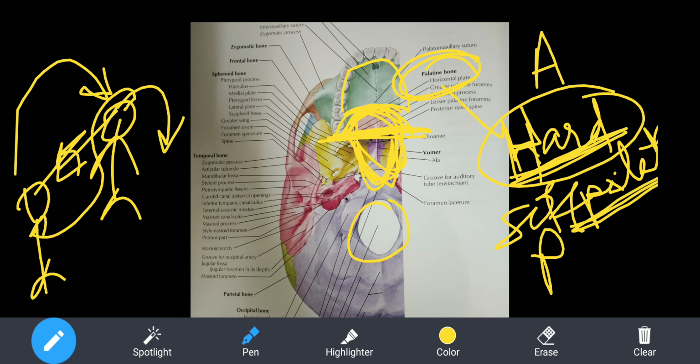This is foramen magnum. I have already told the importance. This is the styloid process. We have already discussed. See what they have written here. Styloid process. I'm not going into the details of the temporal bone and occipital bone and the sphenoid bone.